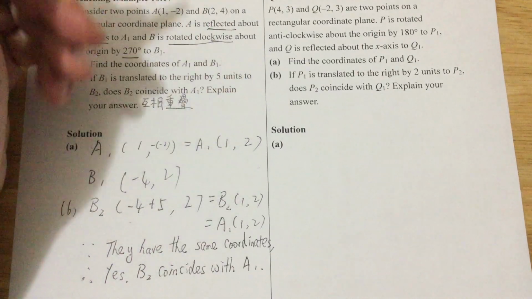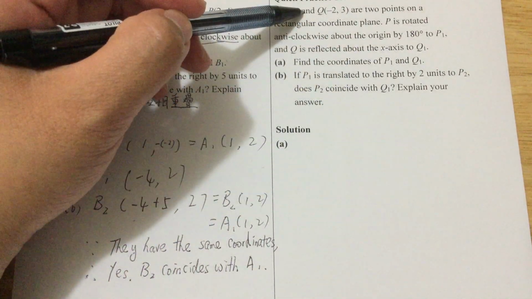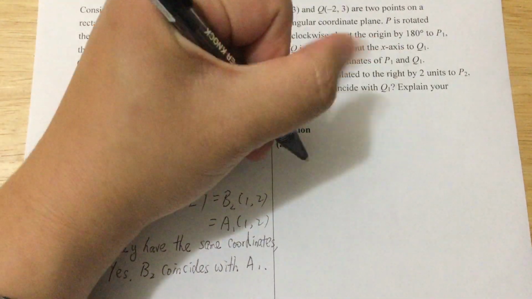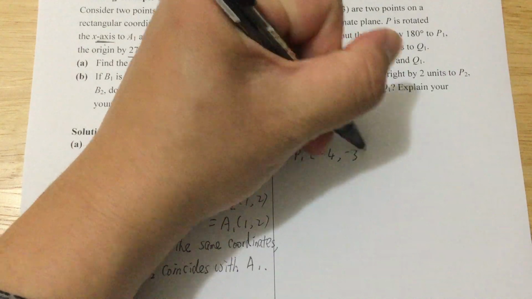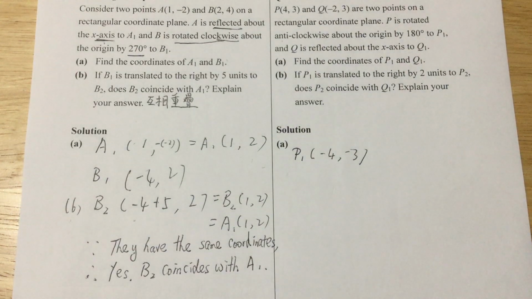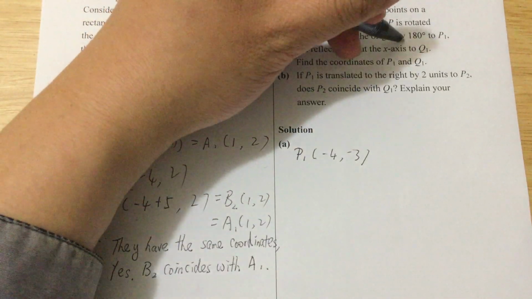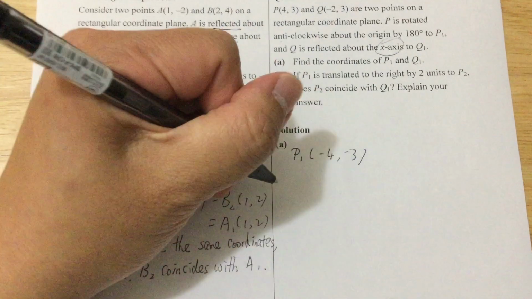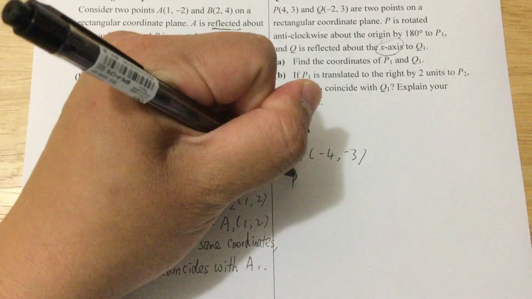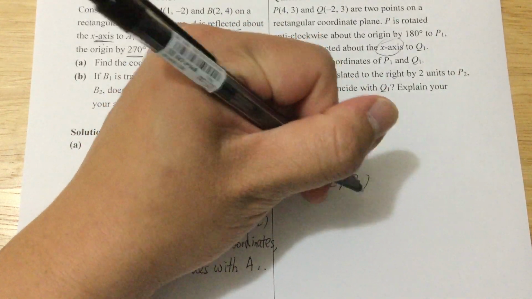Okay, for P1, we can get it immediately. Because this is anticlockwise about the origin by 180 degrees, we change the signs of both coordinates. So the answer for this question is P1 (-4, -3). Okay, for Q1, because this time it is along the x-axis, once again along the x-axis, we change the sign of y. So Q1 is (-2, -3).